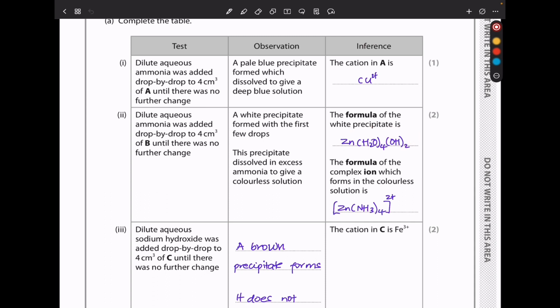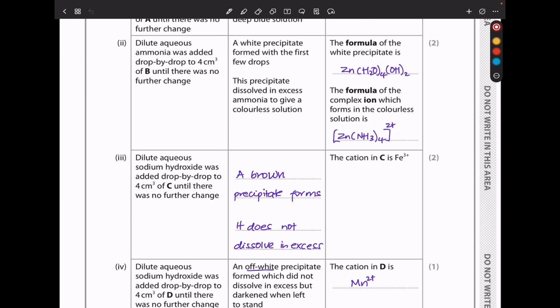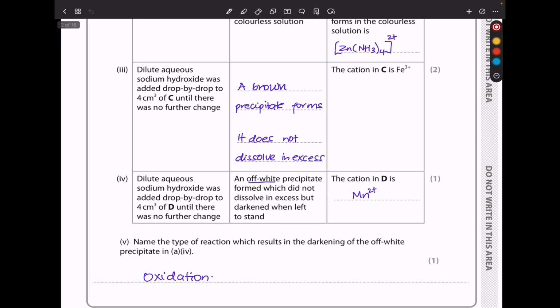They say the formula of the complex ion which forms in the colorless solution. This is going to be this due to the ligand substitution reaction that occurred. And next they say dilute aqueous sodium hydroxide was added drop by drop to 4 centimeters cubed of C until there was no further change. The inference is the cation in C is iron 3+. The observation should be a brown precipitate forms, and this precipitate does not dissolve in excess.